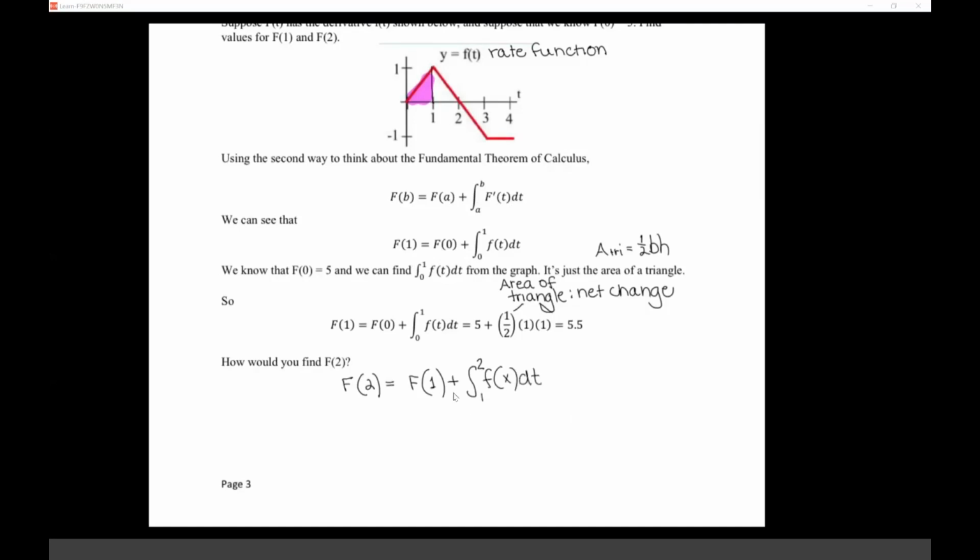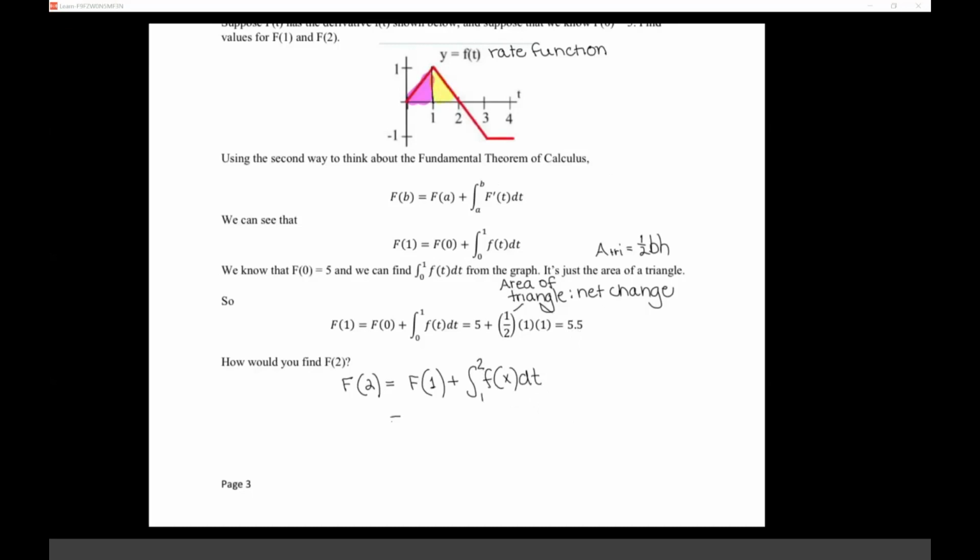Okay, so here's the value of the antiderivative at 1, which we just got up here. It's 5.5. And then we can start accumulating more area, the area from 1 to 2, for example. Okay, that I can do the same way I did this one. That's the yellow area, and that's also a triangle. It's got a base of 1 and a height of 1.